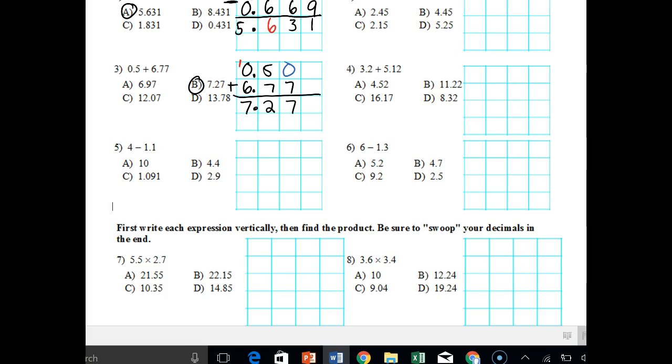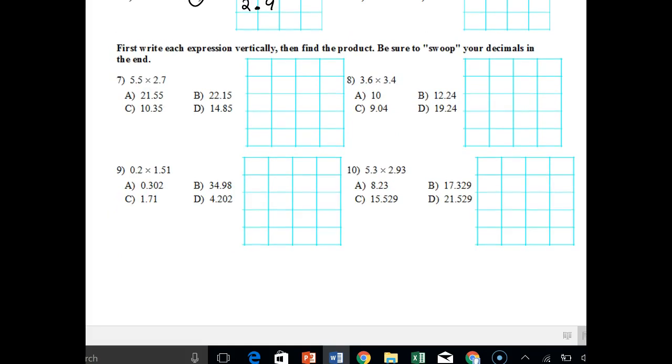And number 5, 4 minus 1.1. So here's 4, and then 1.1. And you're wondering, well, where's the decimal place in 4? Well, it's not there, so you could put a decimal right after it and fill it in with a 0. And we're subtracting. I can't do 0 minus 1, so I have to borrow from the 4, make that a 3, put down a 1 there, and that's now 10 minus 1, which is 9, 3 minus 1, which is 2, 2.9. And the answer, D.